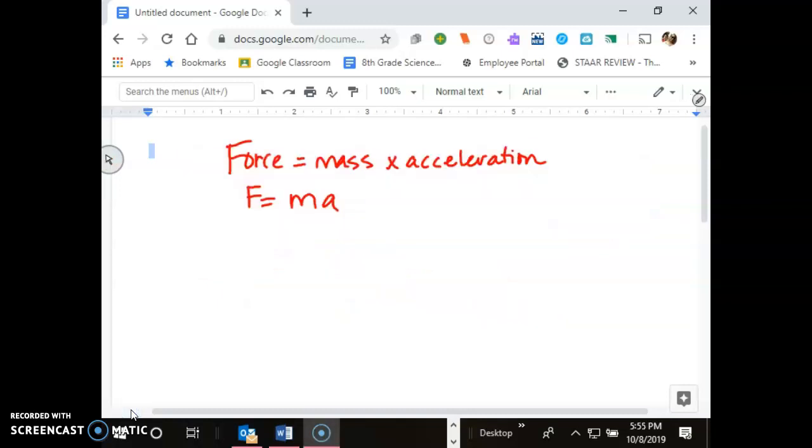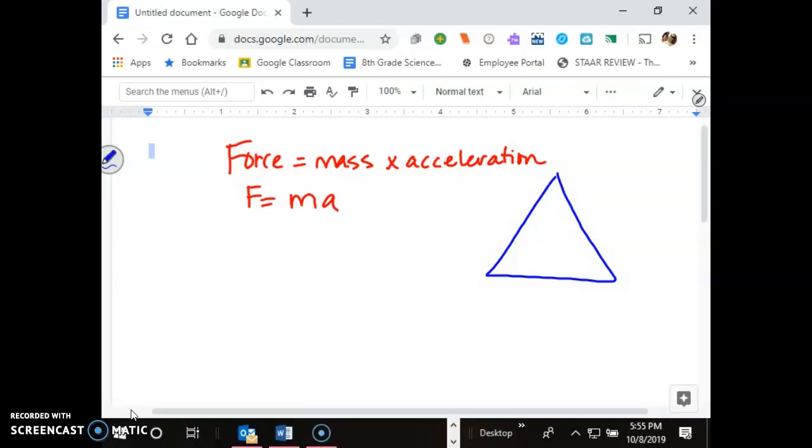Now again, Newton's law is all about using this formula. Force equals mass times acceleration. We say F equals ma. Now, there are some times where we are going to need to solve for force. There are others where we're going to need to solve for mass. And today we're going to solve for acceleration. So we're going to have to use this formula and put it into a triangle.